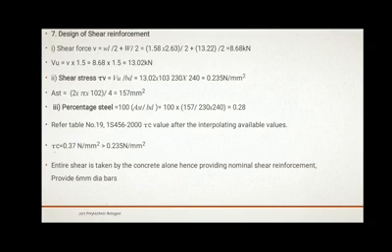Percentage steel we have to calculate. Substituting values 0.28, we get value. Now for tau C value, refer table number 19 IS 456. Therefore tau C is equal to 0.37 Newton per mm square, which is greater than the value which we got. Therefore entire shear is taken by concrete alone. Hence providing nominal shear reinforcement, provide 6 mm diameter bars.